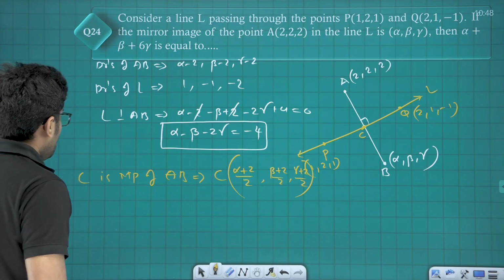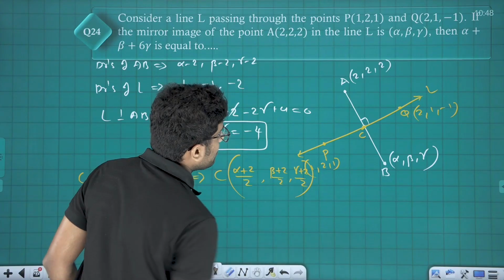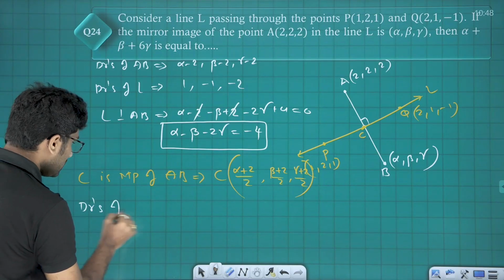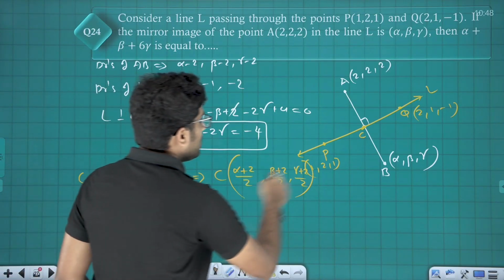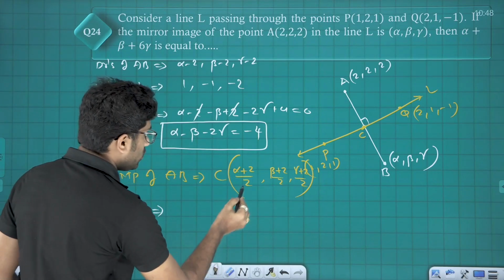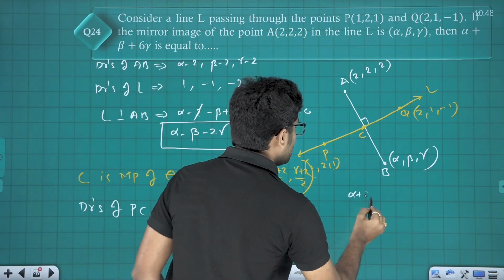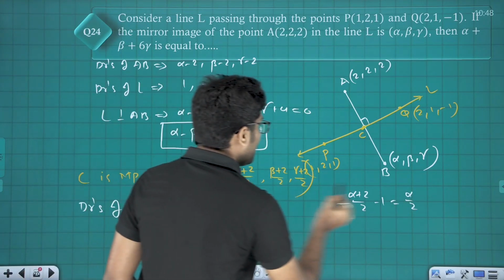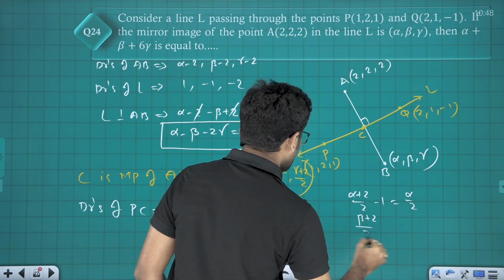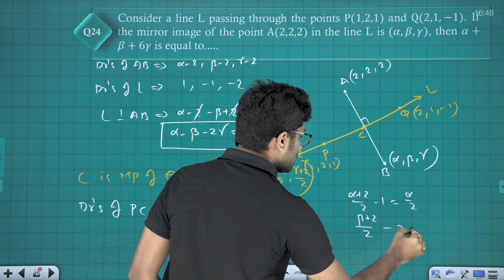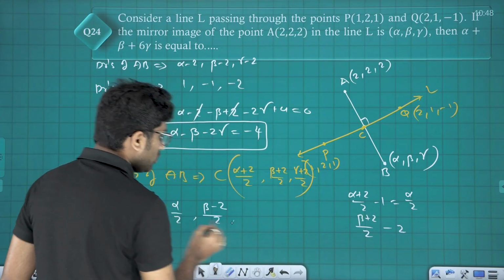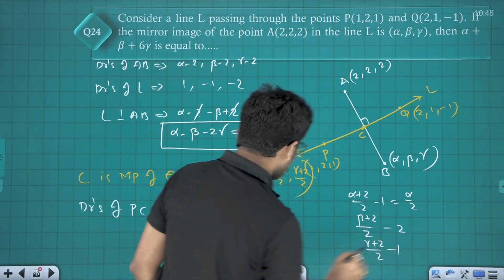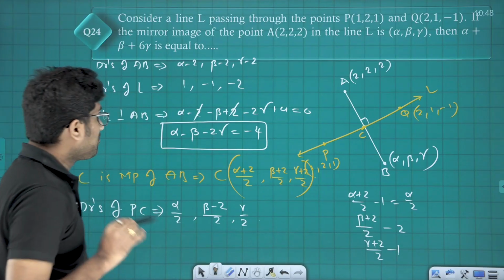Now DRs of PC will be, let's use x2 minus x1: (alpha plus 2)/2 minus 1, which is alpha by 2, comma, (beta plus 2)/2 minus 2, that is (beta minus 2)/2, comma, (gamma plus 2)/2 minus 1, so that is gamma by 2. Now we got DRs of PC friends.